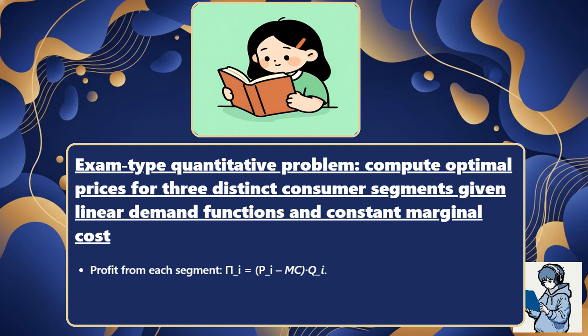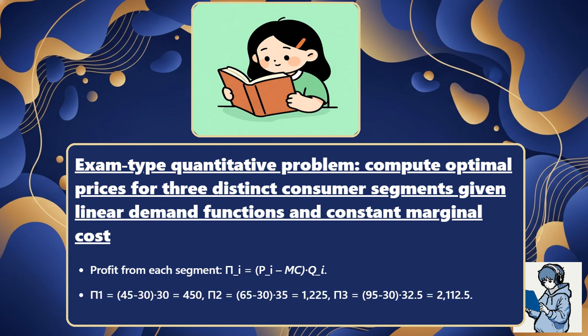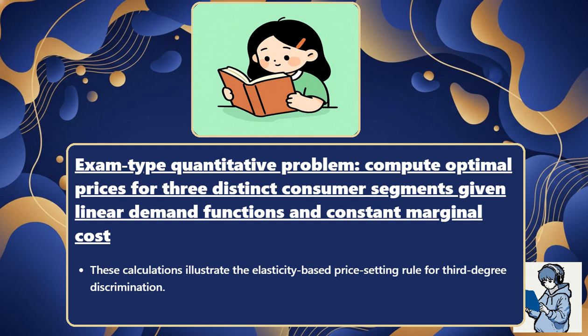Profit from each segment. Pi sub i equals (P sub i star minus MC) times Q sub i star. Pi 1 equals (45 minus 30) times 30 equals 450. Pi 2 equals (65 minus 30) times 35 equals 1,225. Pi 3 equals (95 minus 30) times 32.5 equals 2,112.5. Total profit equals 3,787.5. These calculations illustrate the elasticity-based price setting rule for third-degree discrimination.